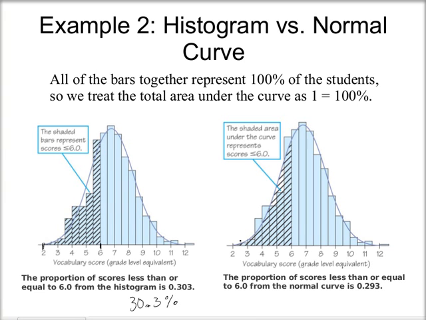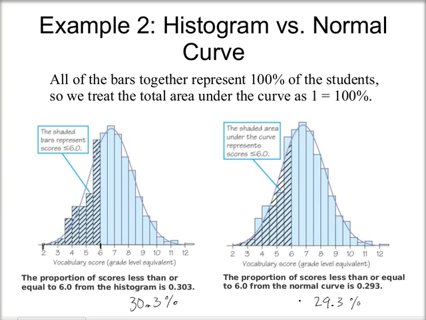Now I've used this normal curve to approximate the histogram. So instead of looking at the individual bars and adding them all up, I'm just going to look at the area under the curve and use that to approximate the proportion of scores in that interval. If I do that, the area of this shaded region on the right here is 0.293, so that would be 29.3% of scores according to my normal curve fall into that interval of less than 6.